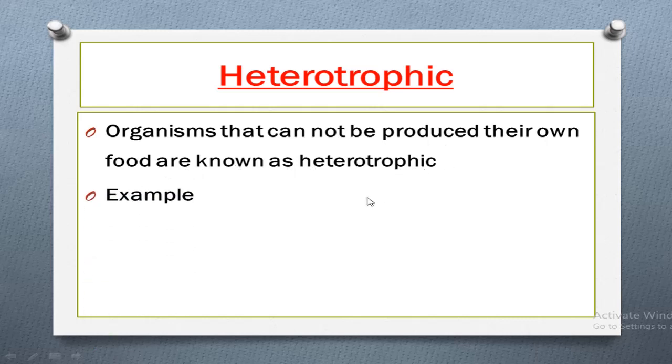What are the examples for the heterotrophic organism? Animals. Animals belong to the heterotrophic organism. Why is that? Animals cannot produce their own food. Therefore, animals belong to the heterotrophic organism.